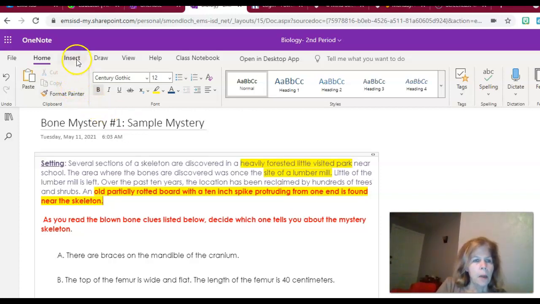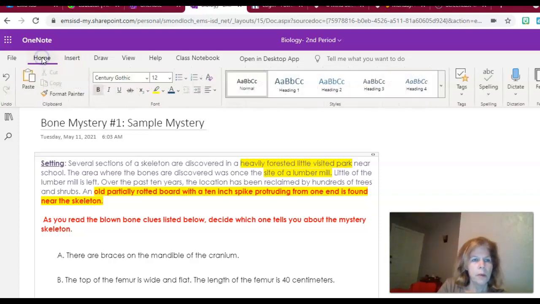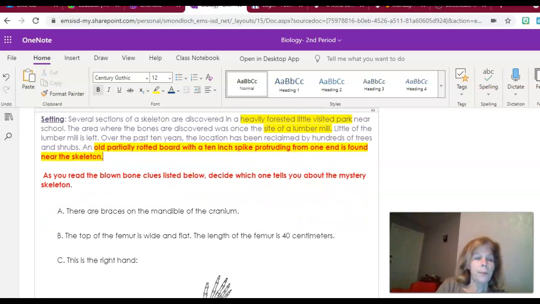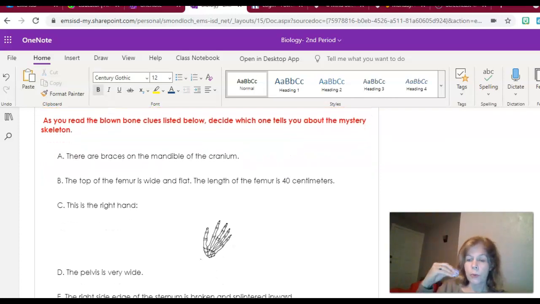Okay, wait a minute. I'm wondering, seeing if you could insert a sticky note. I'll probably want to stick with highlighting and color coding. Okay, so we're in this remote location that was once near a school and near a lumber mill. Okay, so then we get to the individual clues about the skeleton itself.